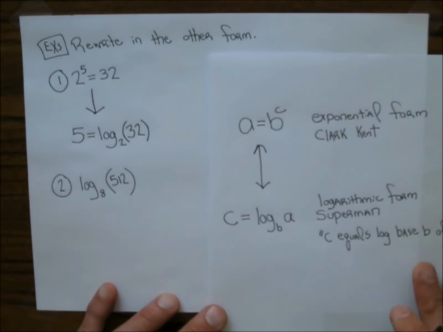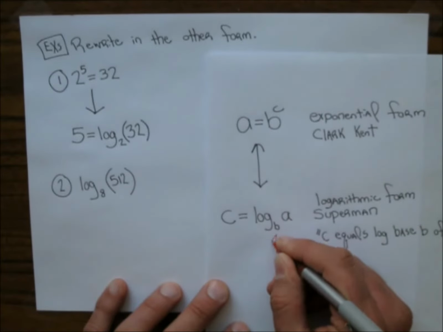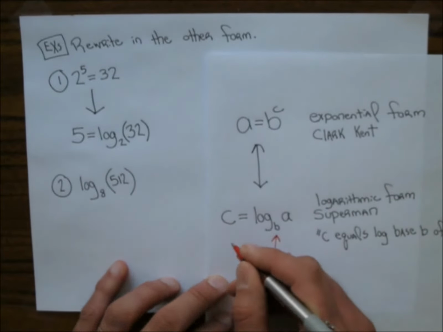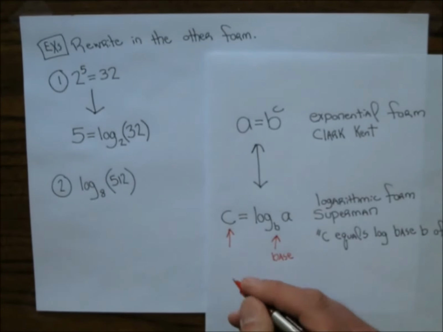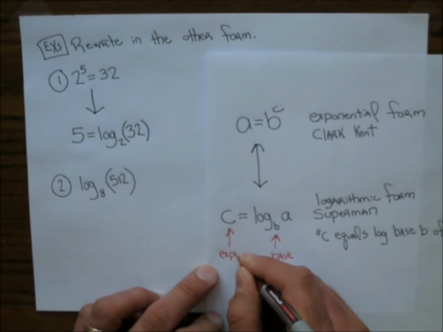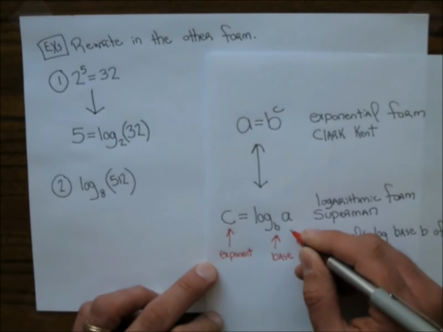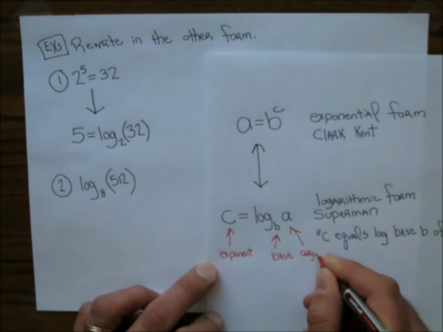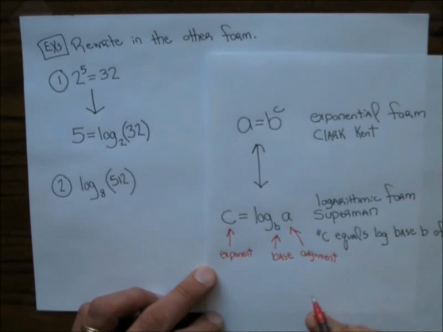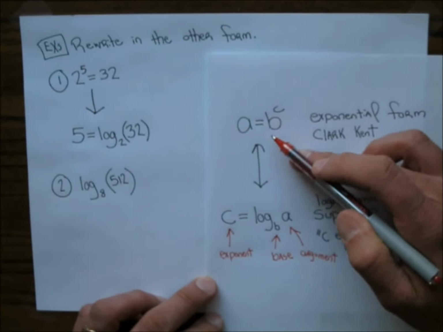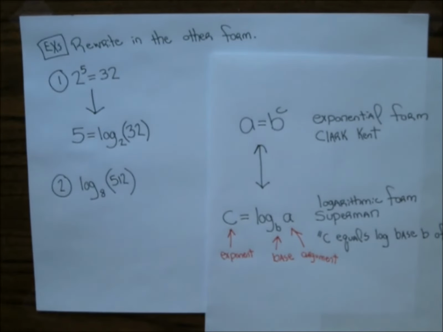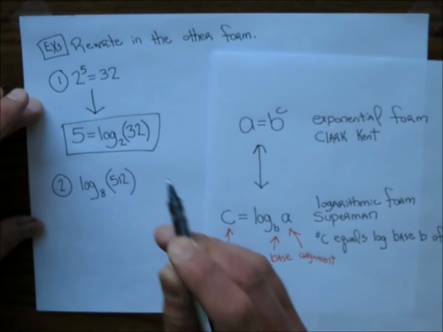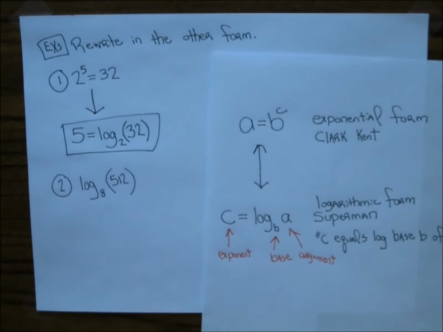Another thing to remember, because we might as well get this straight, that number there is called the base. This number here is called the exponent. And this number here, lots of times we like to call this the argument. And we can say the same thing up there. A, B, and C are called the same thing up there. So we are done with this problem here. We have managed to change Clark Kent into Superman.